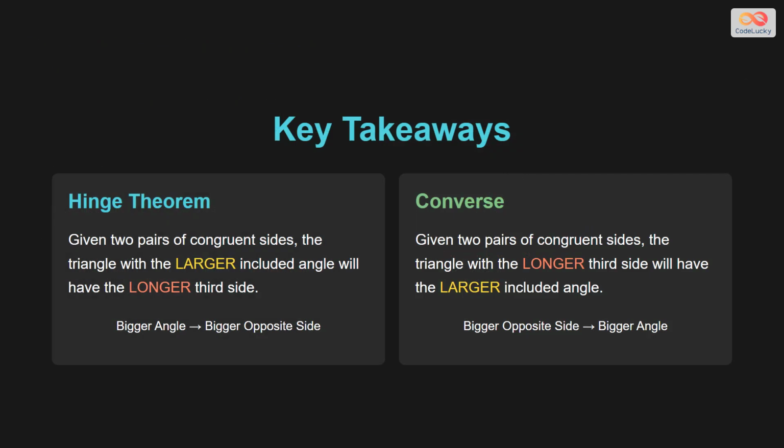So, let's summarize. The Hinge theorem states that for two triangles with two matching sides, a bigger included angle means a bigger third side. The converse tells us that a bigger third side means a bigger included angle. It's a direct relationship between the size of an angle and the length of its opposite side.